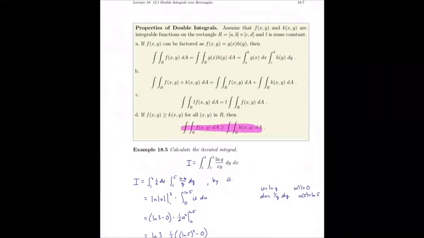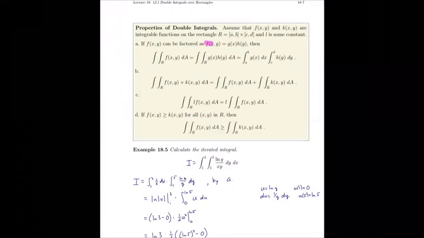Getting a bound on an integral is another thing. If f of xy is greater than or equal to some function k of xy for all xy in the region we're integrating over, then of course the integral of this function is going to be greater than or equal to the integral of that function, just like for single variable functions and their integrals as well.